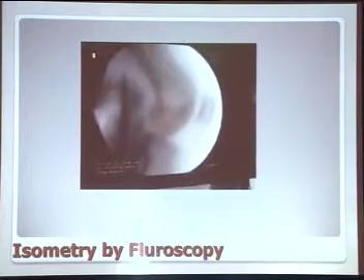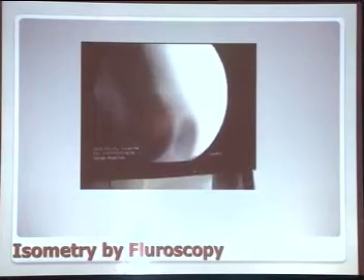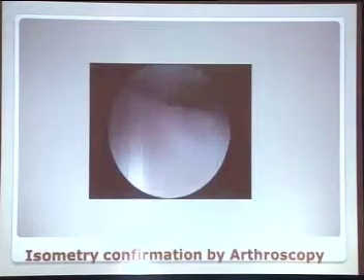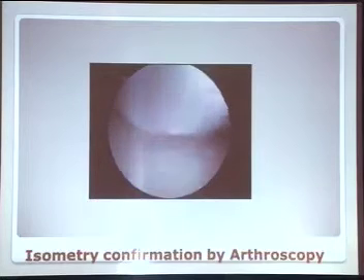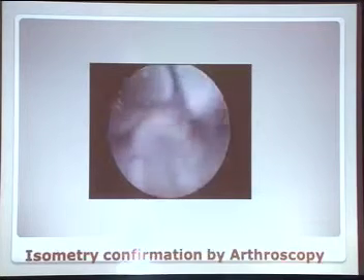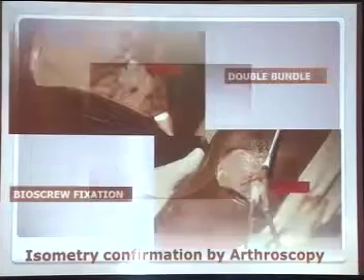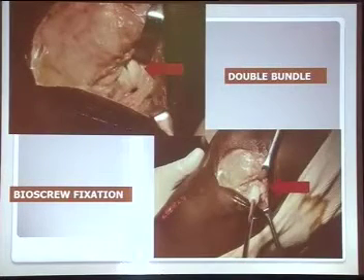We know how much pressure can be there between the patella and femur, so that we know whether the isometry is okay or not. And we also confirm through arthroscopy in all the patients, so it helps more by seeing through the arthroscopy. We know how much tracking is happening. It also helps in graft tensioning when we make a drill on the femoral side, so that manual tension can be applied according to the movement of the patella over the trochlea.